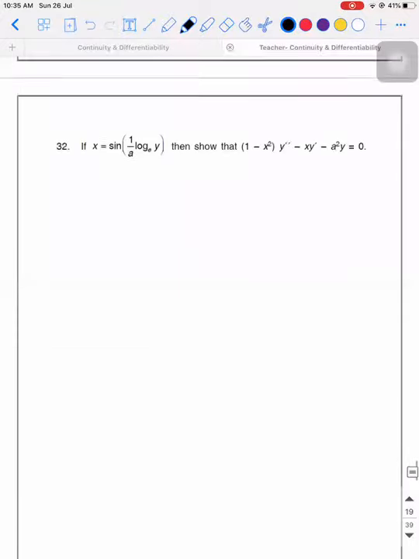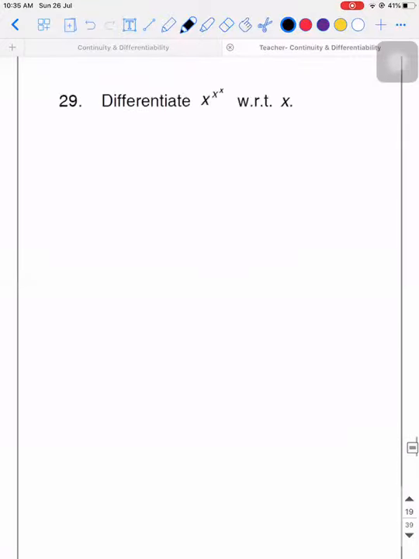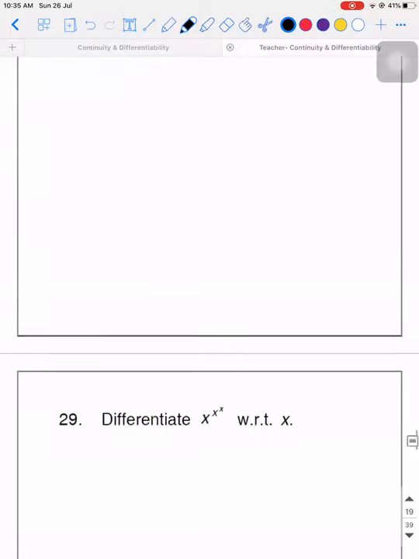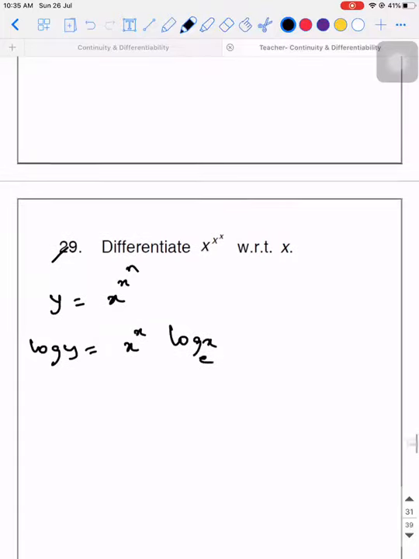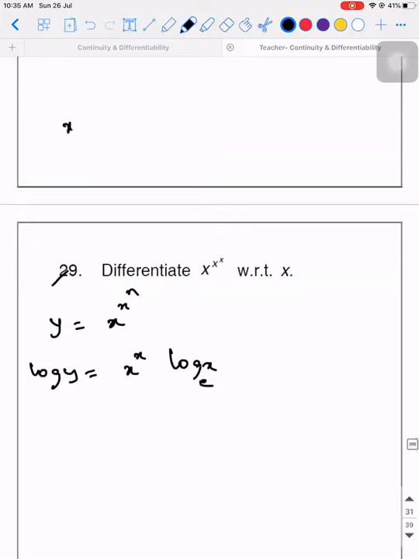Shall I proceed to the next one? I'll give you only the ideas, you can do it. Differentiating x power x with respect to x. So y is equal to x power x. Take log on both the sides. So log y will be equal to x log x. See, I'm just telling you a method, you can have this in your mind. The derivative of x power x is nothing but x power x into 1 plus log x. You can remember this.